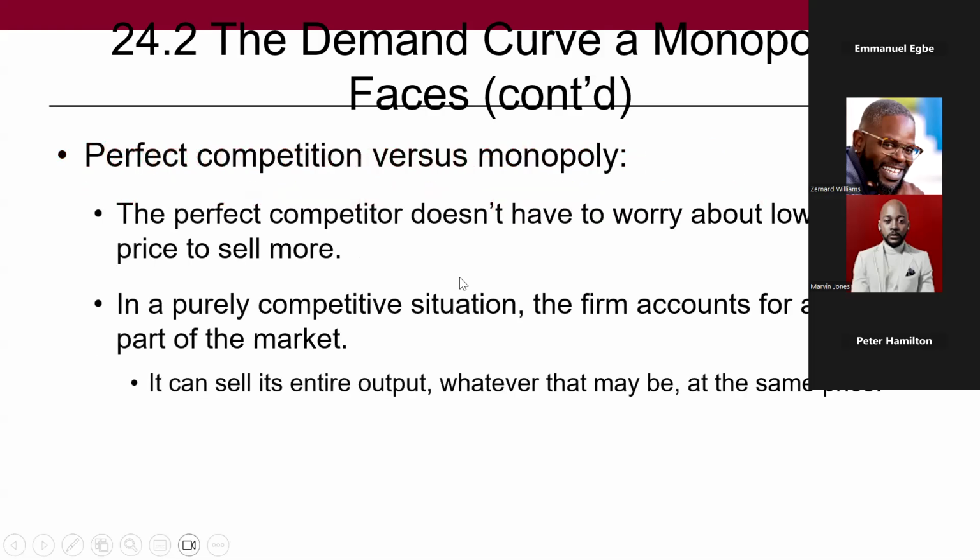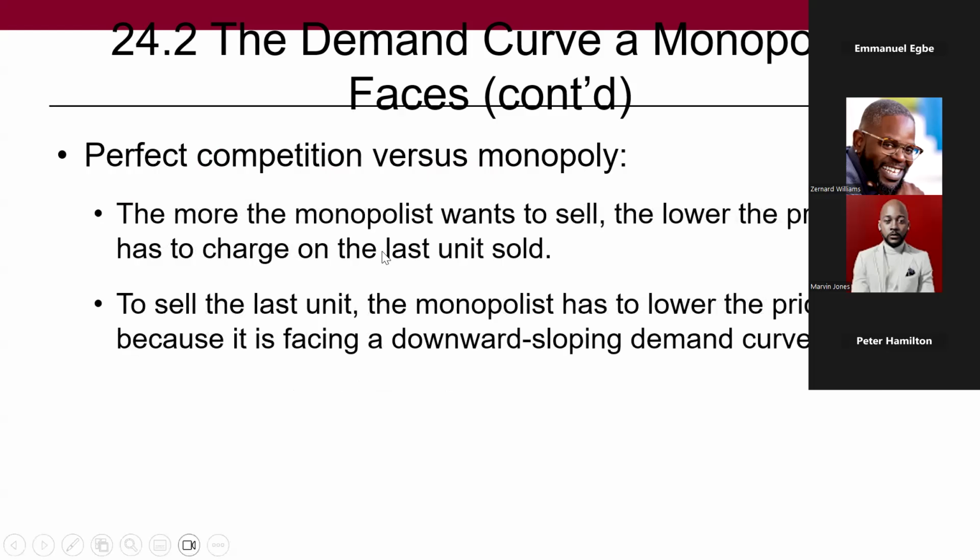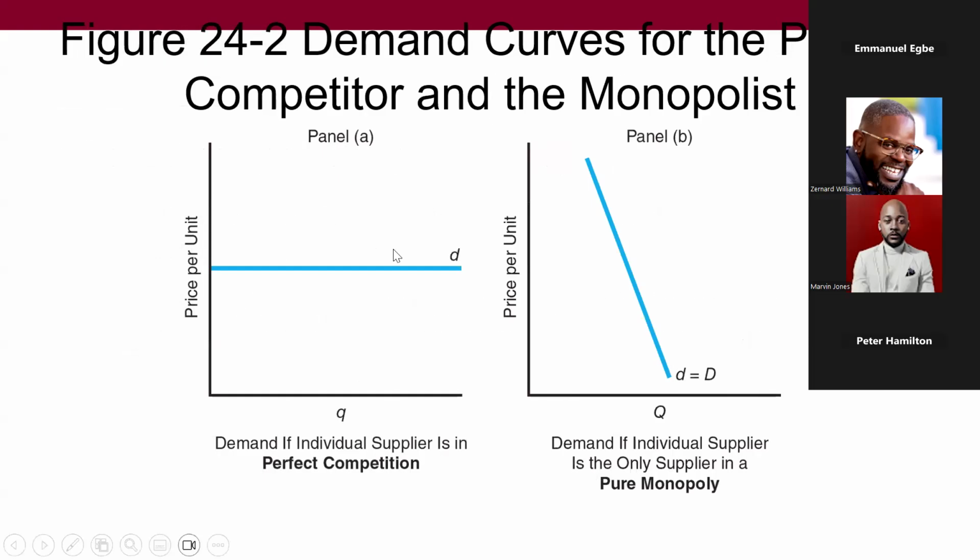I'm trying to see where we provide an illustration in the form of a graph. Like I said earlier, if the monopolist wants to sell more, they have to lower the price. The question is, at what point would they stop lowering price? I can see the downward sloping demand curve is a monopolist's demand curve.